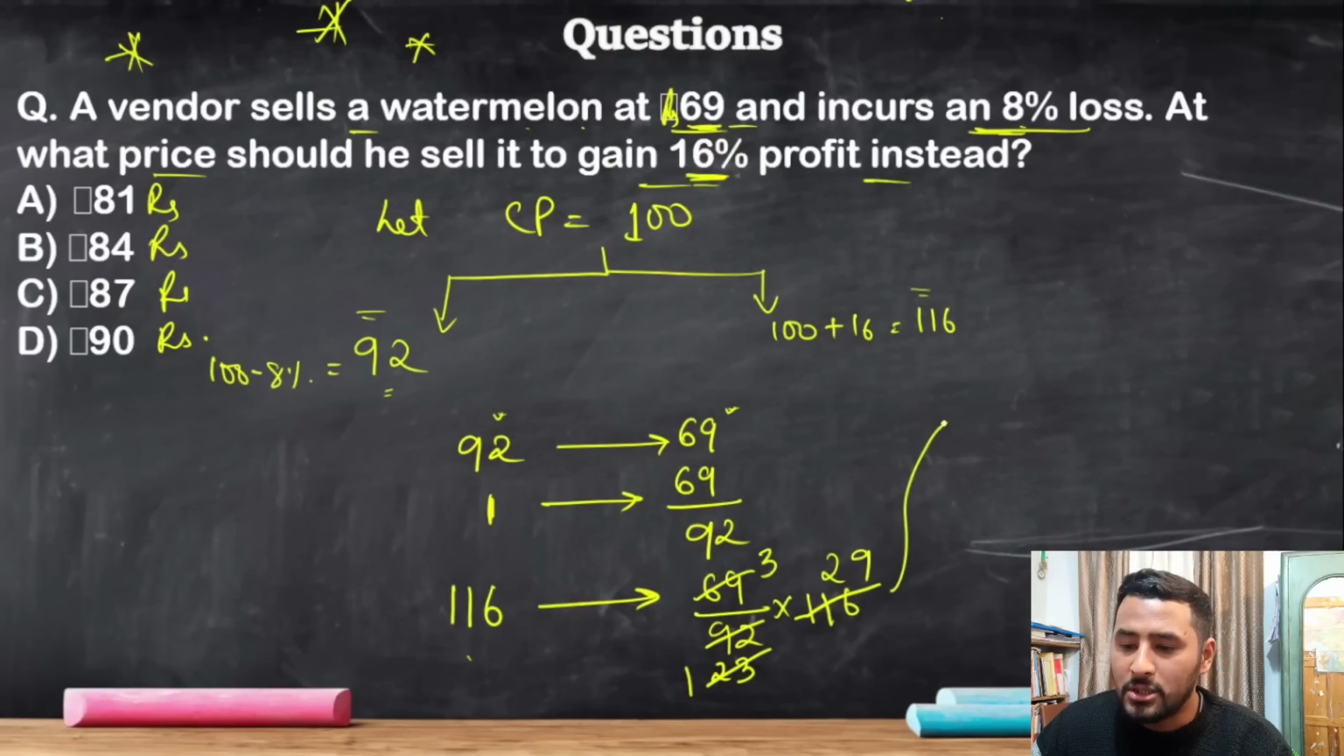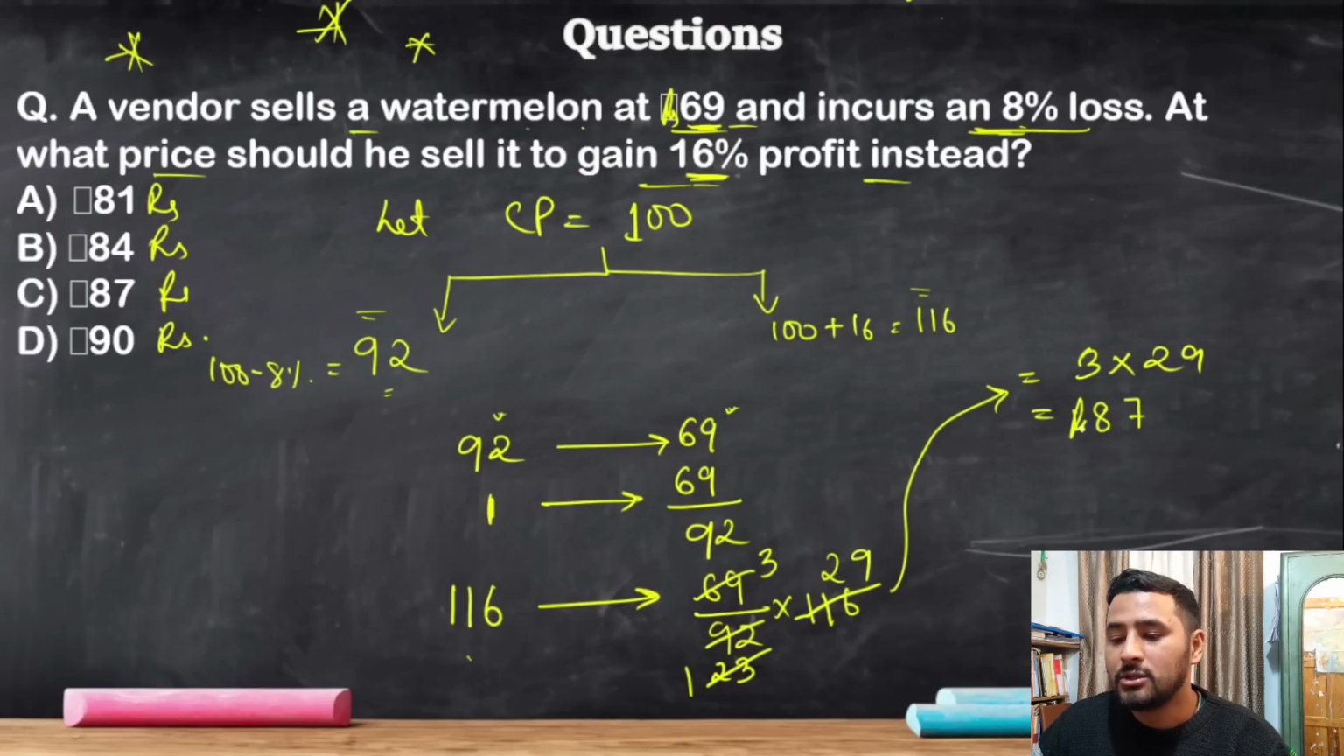So the remaining will be how much? Our remaining will be, for 116, 3 into 29. So you get how much? 3 into 29, 3 into 9 is 27. Carry 2, 3 twos are 6, 87. So at what price should he sell to gain 16% profit? He should sell at rupees 87.